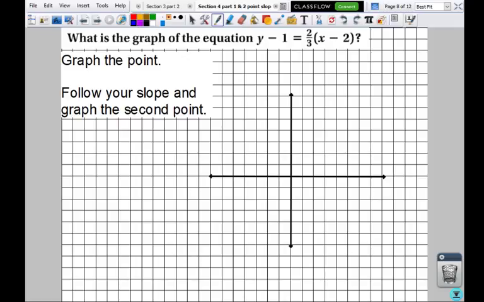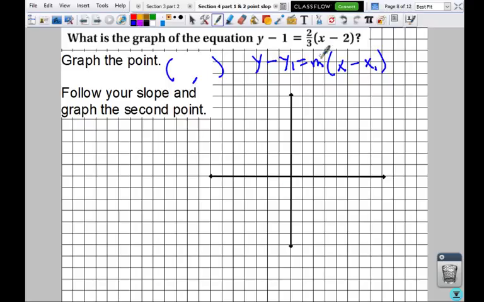So we're going to be graphing y minus 1 equals 2 over 3, and in parentheses x minus 2. So real quick, I'm going to get my generic equation up here. y minus y1 equals m(x minus x1). Okay, so what I need to do is I need to get my point. So I need to get my x and y from x1 and y1. But it's going to be a little sneaky in here.